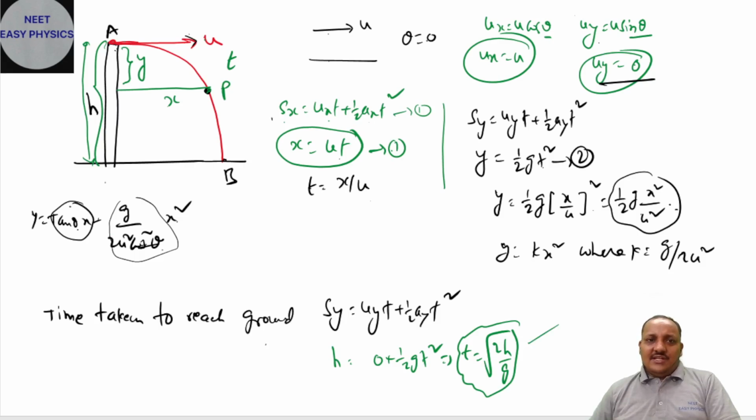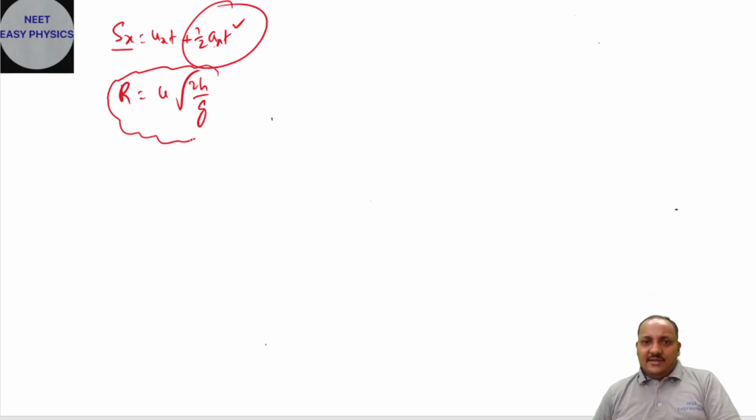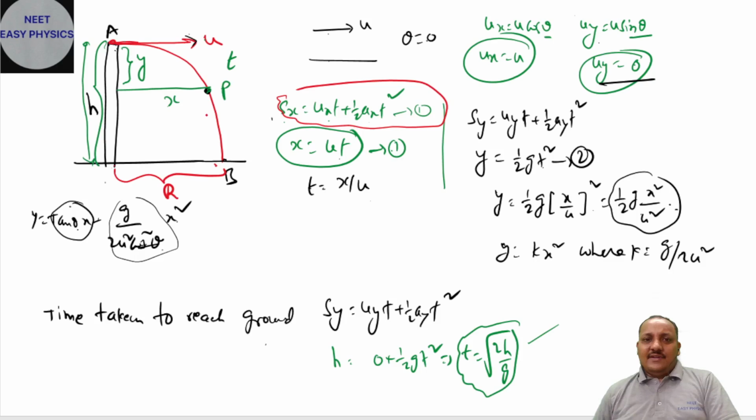Now how much horizontal distance is it covering? That is the range equation. So what is range? Range is horizontal distance. Therefore, we have to take which equation? Along the x-axis, Sx equal to uxt plus half axt square. This term is 0 because ax is 0, Sx is R, ux is u, time is root 2h by g. This is the range equation. After reaching the ground, this is how much range it travels.